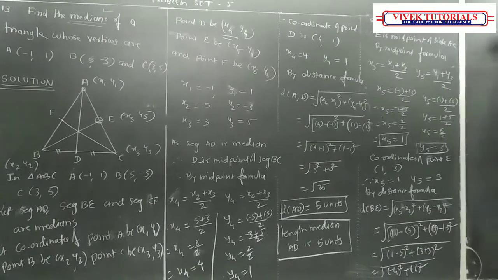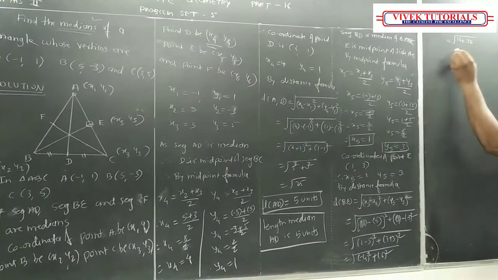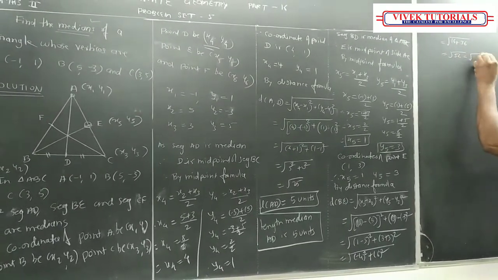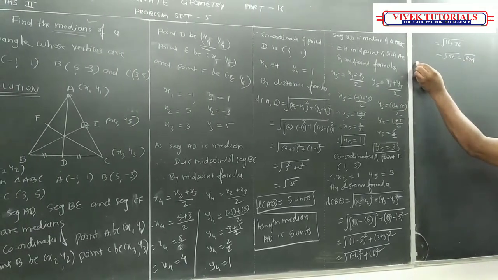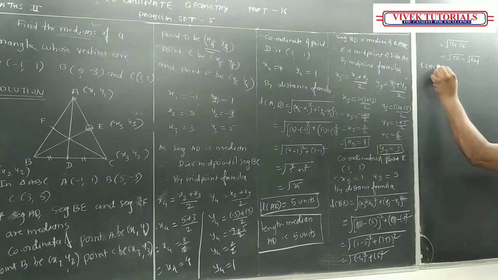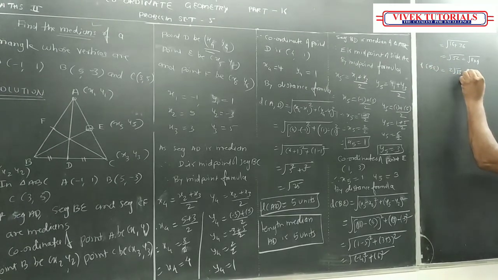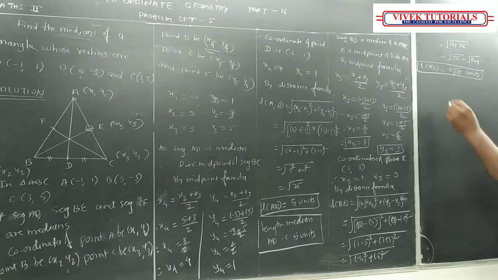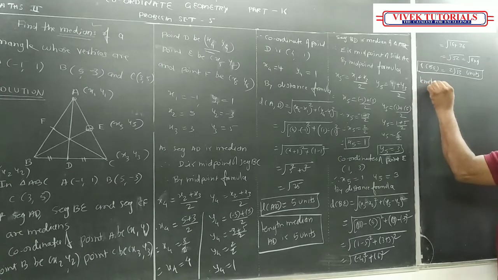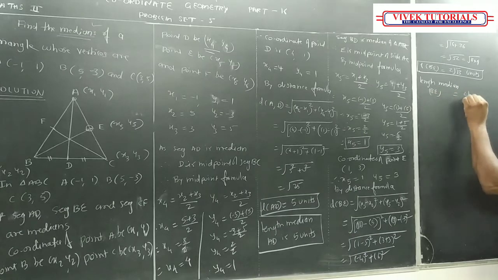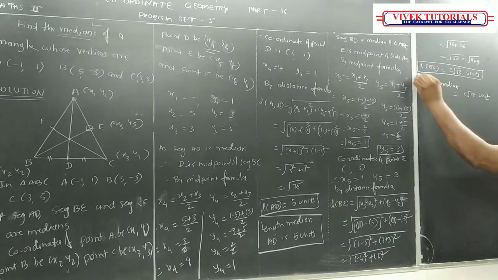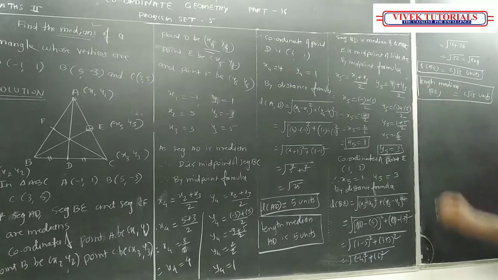Minus 4 square is 16 plus 6 square is 36. It is coming 52. 52 means what? 13 into 4. So length BE is equal to 2 root 13 units. So what you are going to write? Length of median BE is equal to 2 root 13 units. This we can put in a box. So we got a second median.